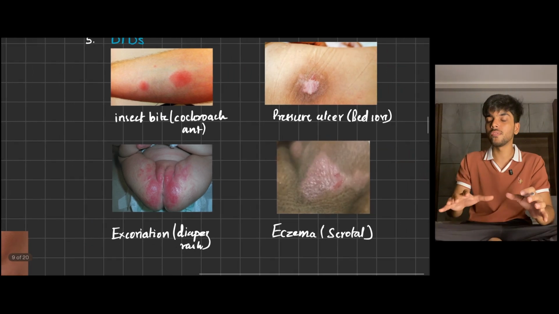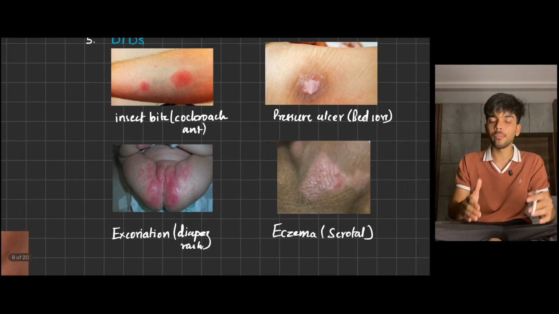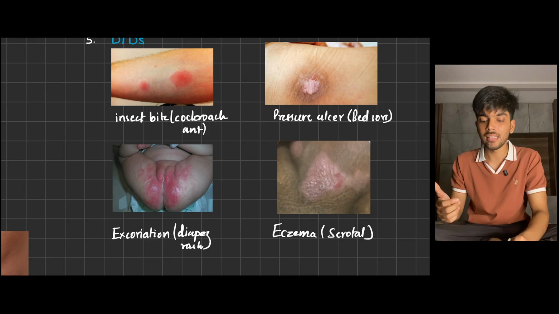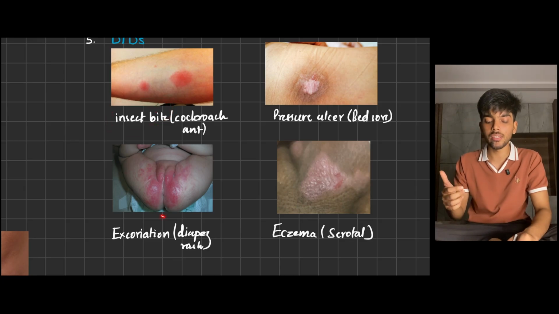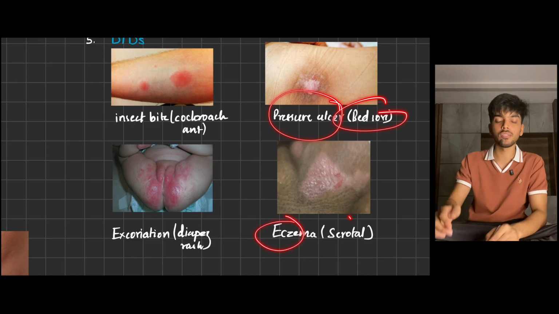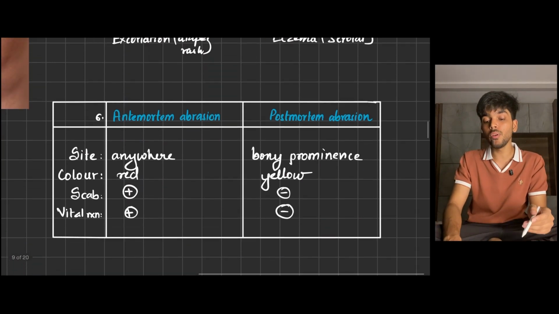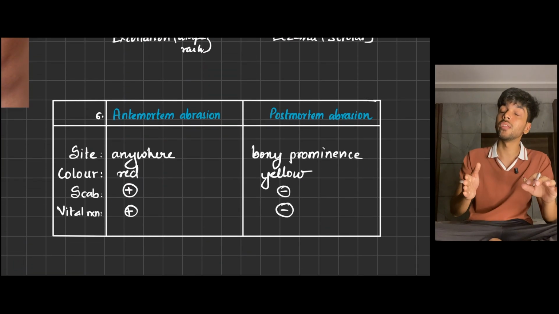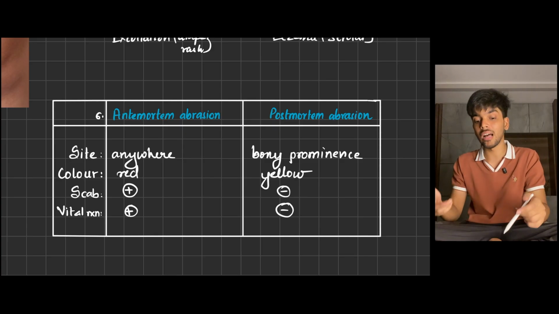Differential diagnoses of abrasion are conditions that might be confused with abrasion, such as insect bite by cockroach or ant, excoriation of skin such as diaper rash, pressure ulcer such as bed sore, or eczema such as scrotal eczema.